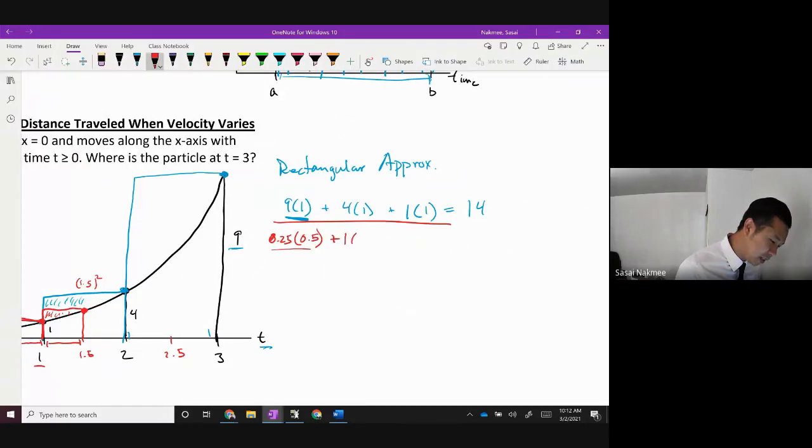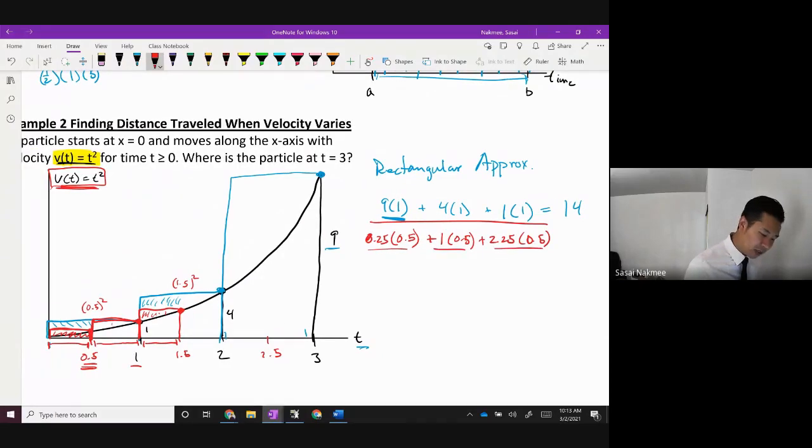This is 1 times 0.5, and then this is 2.25 times 0.5. Now you notice these three little equations here are these three rectangles: 1, 2, 3. That's what we got here. So far, we've calculated halfway through. Okay, let's keep going.